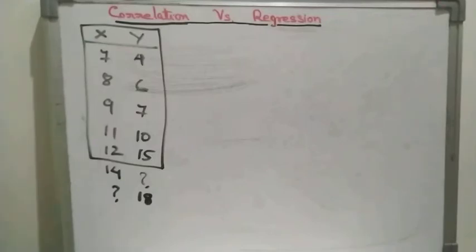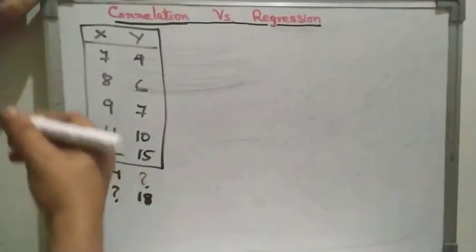So we can do the prediction or estimation part in regression analysis. Regression helps us to estimate the average value of one variable for a given value of the other variable. Suppose the x value of 14 is given and you are asked to find the value of y, or sometimes the value of y is given, which is 18 here, and you need the value of x. This part we can do with the help of regression analysis.